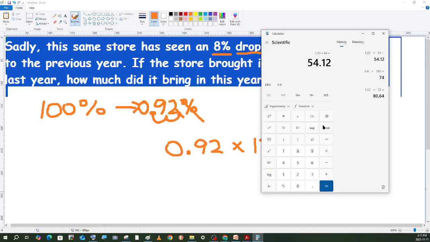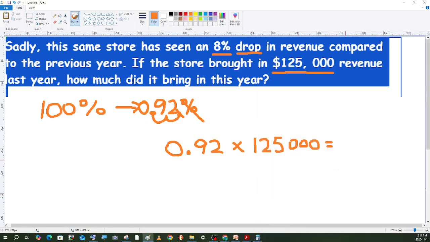All right, so let's see what that works out to. 0.92 times 125,000. And we're told that that works out to $115,000. So that's a pretty big drop in revenue from one year to the next. $10,000. Poof, just like that.